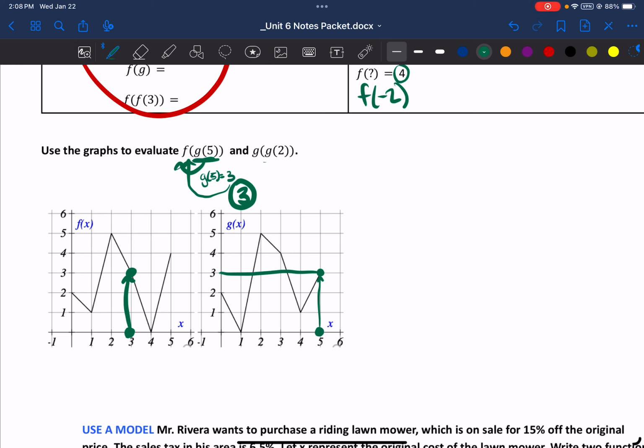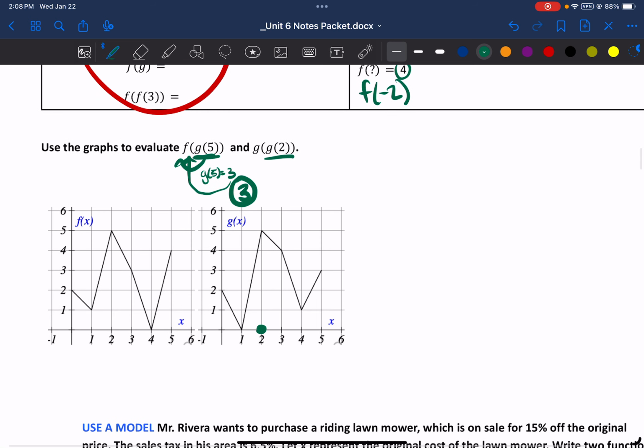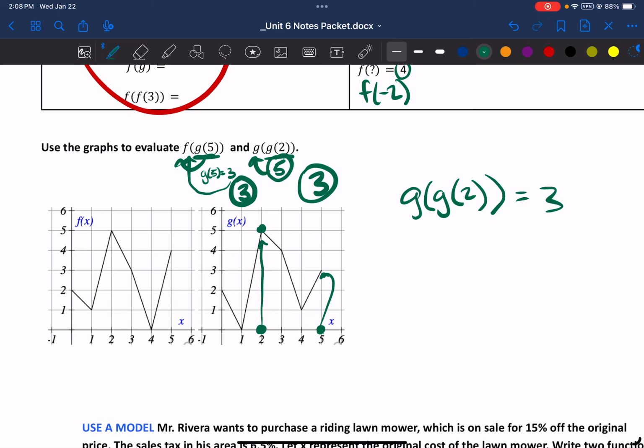Okay, g of 2, so I'll erase some of this. g of 2, here, x is at 2. Where's the graph? It's at 5. So now we take the 5, and then we plug it again back into g. This is how you plug in. We find the 5, and then where were we? We were at 3. I guess these both equal 3. So g of 2 is 3. And then I guess to write the other one, f of g of 5 is also 3.